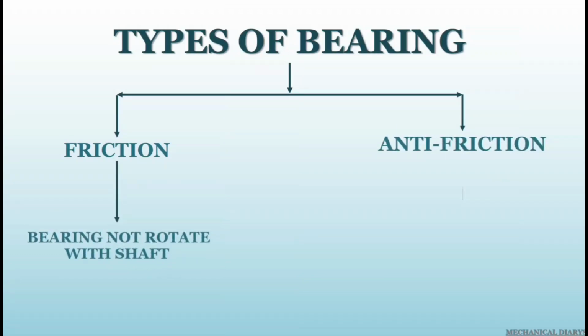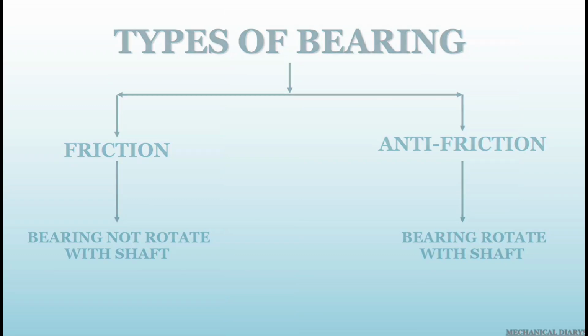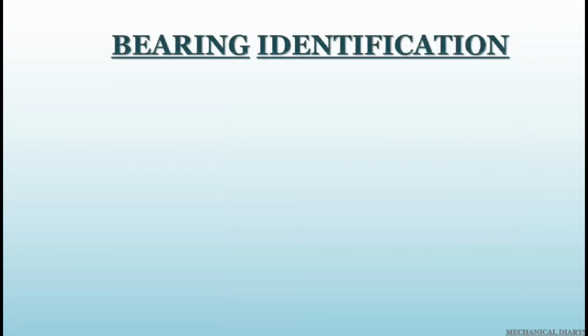Which bearing does not rotate with the shaft? It's called a friction bearing. And which bearing rotates with the shaft? It's called an anti-friction bearing. I hope everybody knows about bearing numbers, but you should know the details of what each number is called.